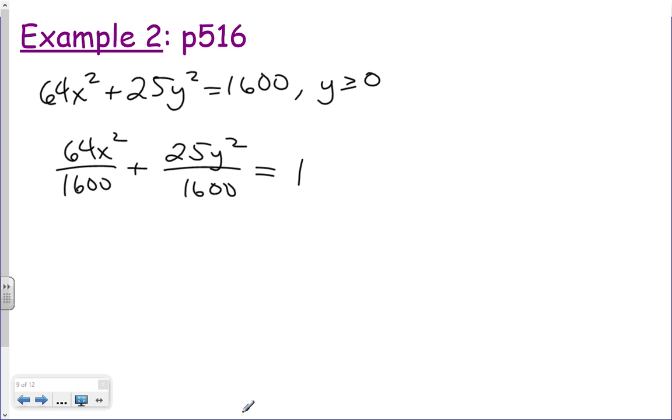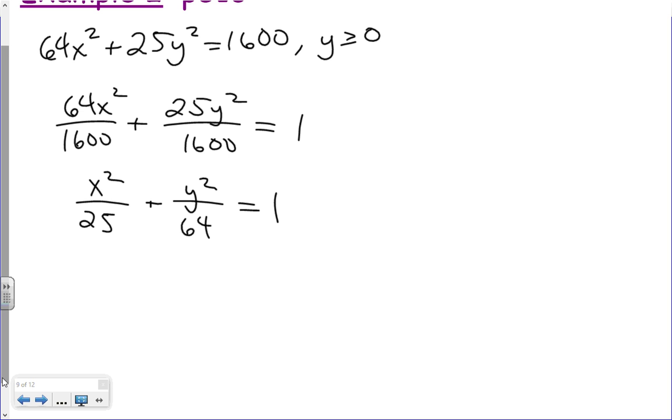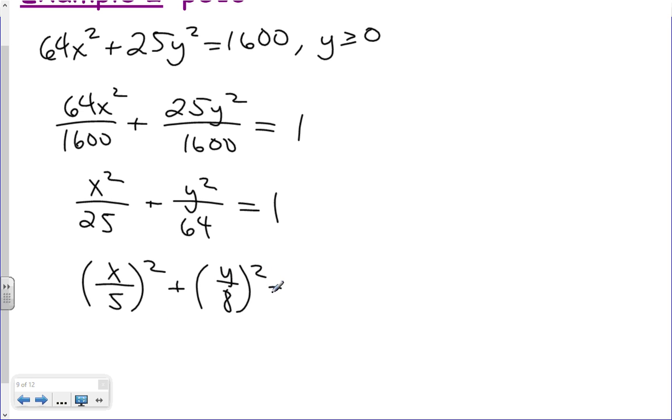And in fact, this simplifies here. 64 over 1600, that's just x squared over 25. And 25 over 1600 simplifies to just y squared over 64. And that's, of course, equal to 1. And we can get this into its center radius form here. If I simply write these as perfect squares, I can write that as (x over 5) quantity squared plus (y over 8) quantity squared, and that's equal to 1.